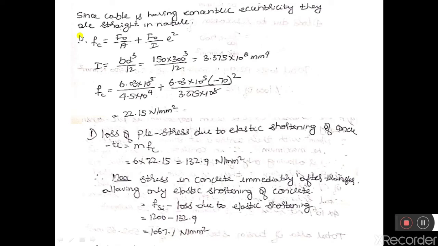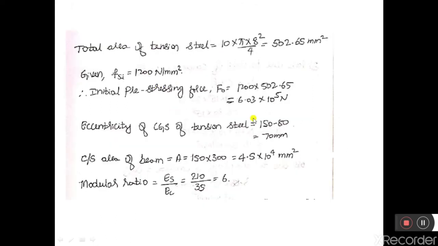Since the cable is having constant eccentricity, that is, the cable is straight in nature, the stress induced in the concrete is Fc equal to F naught by A plus F naught by I into e square. So F naught is the initial prestressing force, A is the cross section area of the beam, I is the moment of inertia, e is the eccentricity. We know F naught, which we have calculated here. F naught is equal to 6.03 into 10 to the power of 5 Newton.